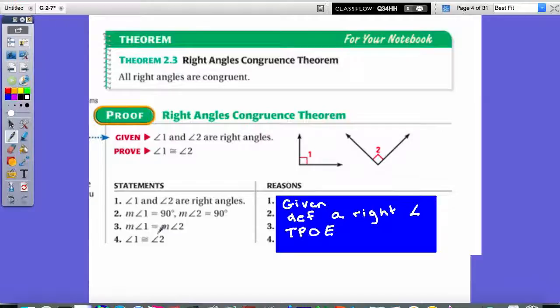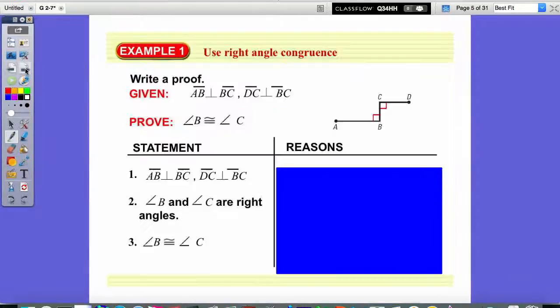And step number 4, if angle measures are equal, then they are congruent. That is the definition of congruent. That's the congruent symbol. So that is a proof for the right angle congruence theorem. That way, when we actually have to use angle congruence, it cuts down on our steps. And I'll explain that here with this proof.